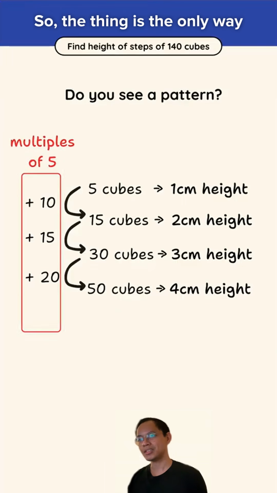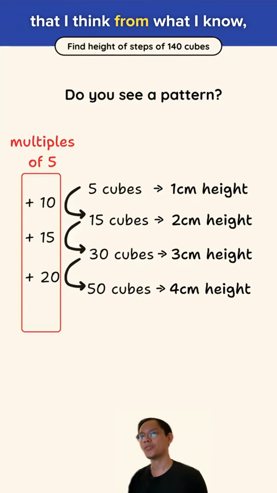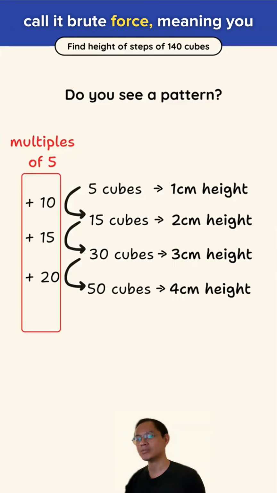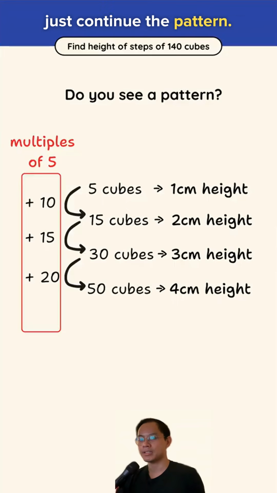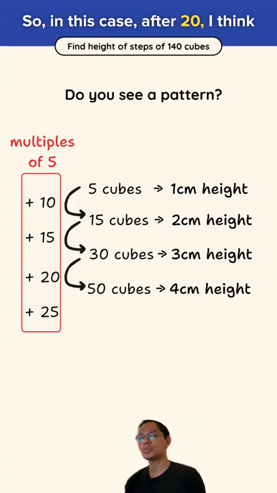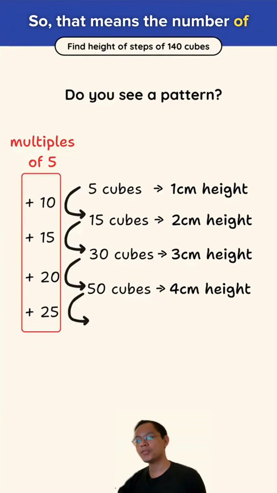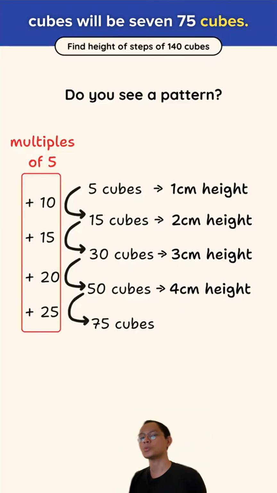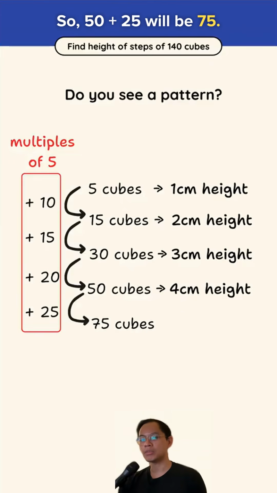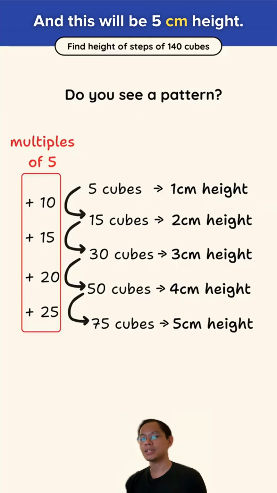The easiest way, from what I know, to solve this is what I call brute force, meaning you just continue the pattern. So in this case, after 20, you can guess the next is 25. That means the number of cubes will be 75 cubes. So 50 plus 25 is 75, and this will be the 5 centimeter height.